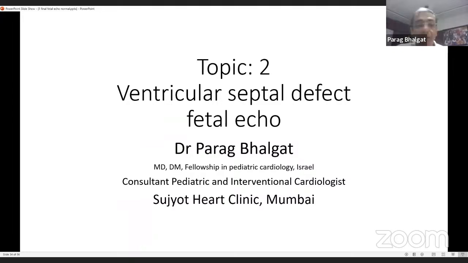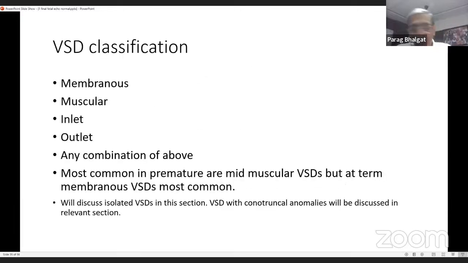Now, coming to the individual cardiac defects. We will start with ventricular septal defect. VSDs are very common septal defects, and we will try to see how we can understand the VSD or get the diagnosis of VSD. VSDs are basically classified into four main types: perimembranous or membranous, muscular, inlet and outlet, and we can have any combination of these. Premature babies more frequently have mid-muscular VSD, while term babies more frequently have perimembranous VSDs.